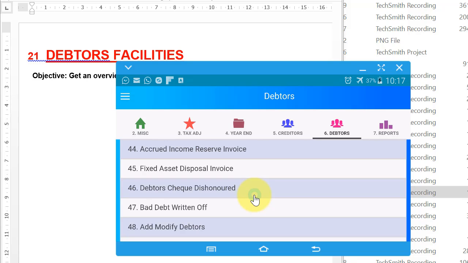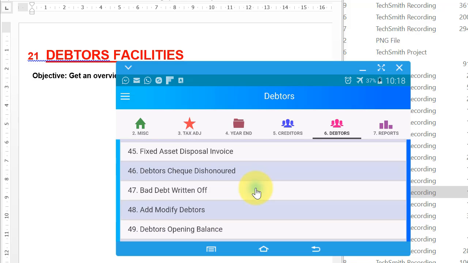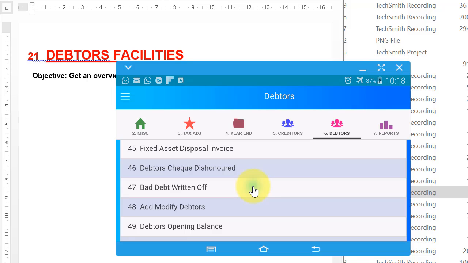The business receives a check from a debtor, but because the bank did not pay against that check, the check has got to be sent back and it's got to be recorded in that it reverses that payment that was recorded earlier on. Number 47 is for a bad debt written off.